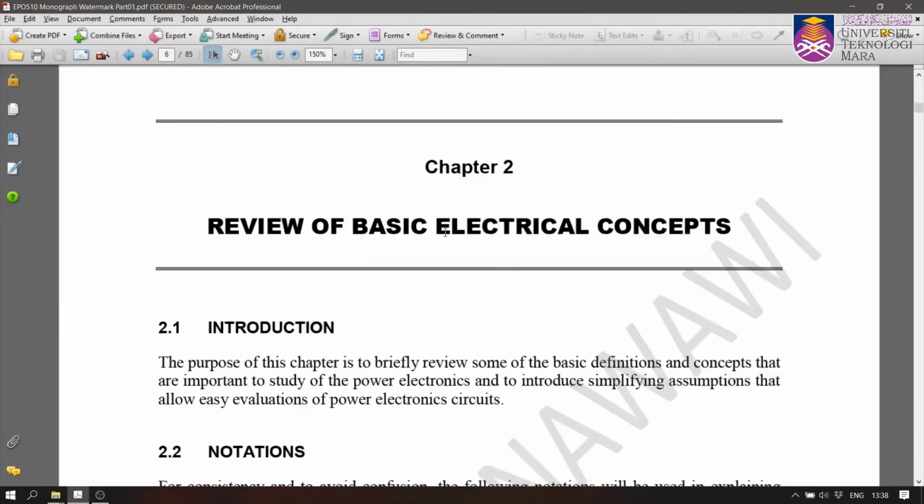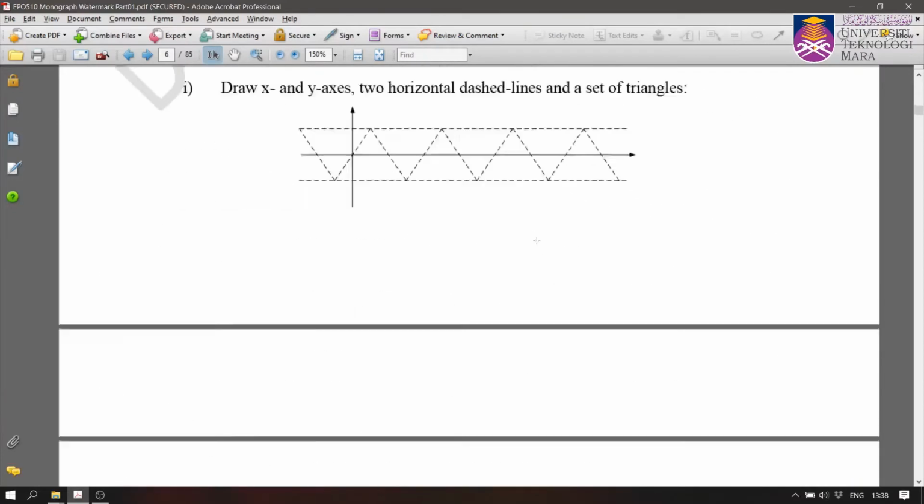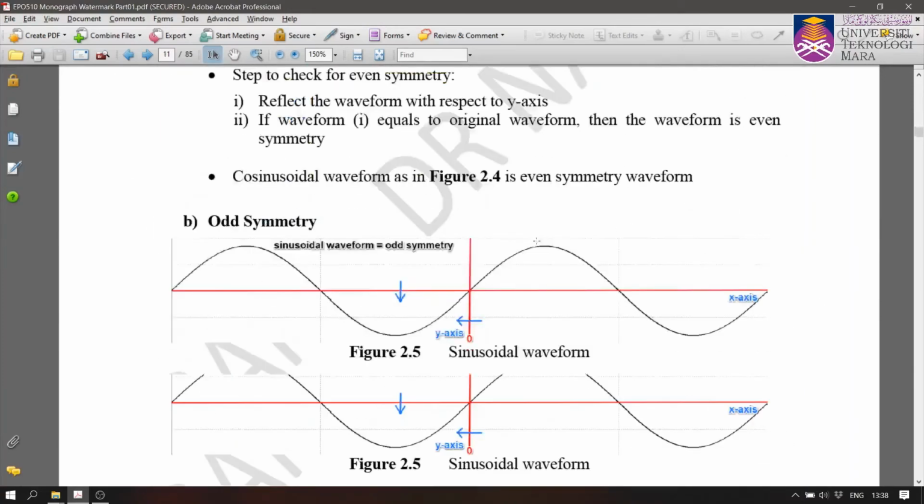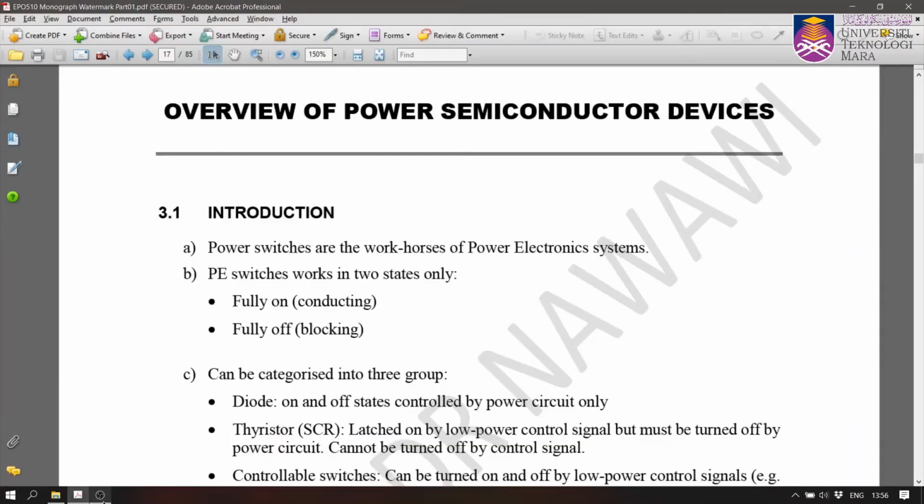I hope you read this, and we're going to cover these basic electrical concepts again when we discuss the single phase converter later on. Right, so we skip this chapter. Okay, overview of power semiconductor devices.